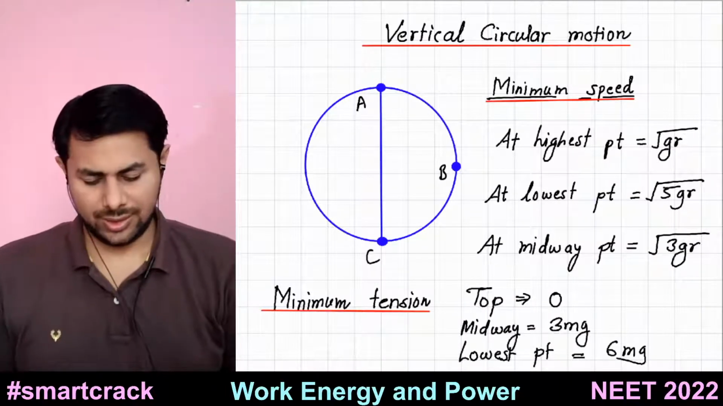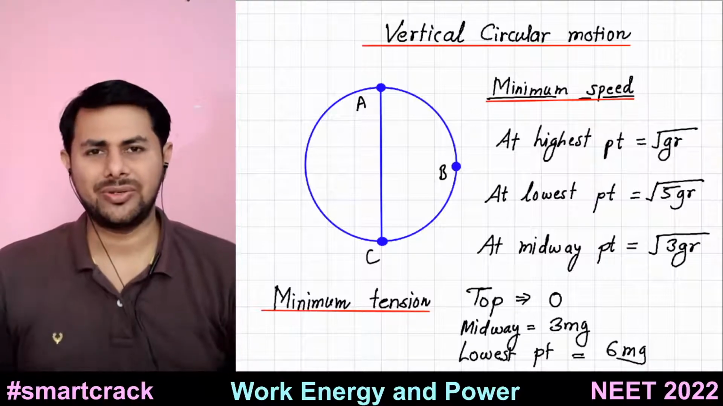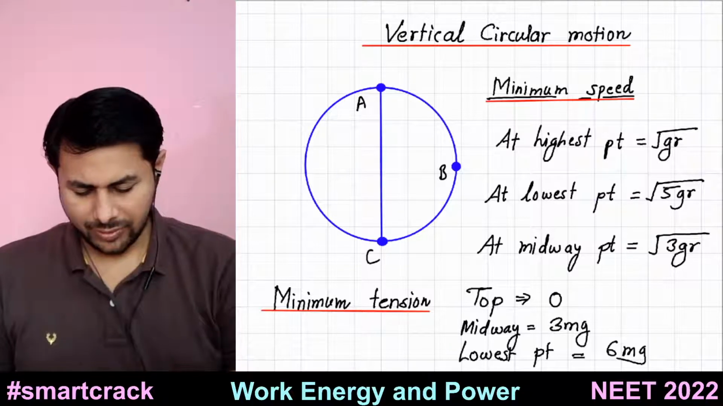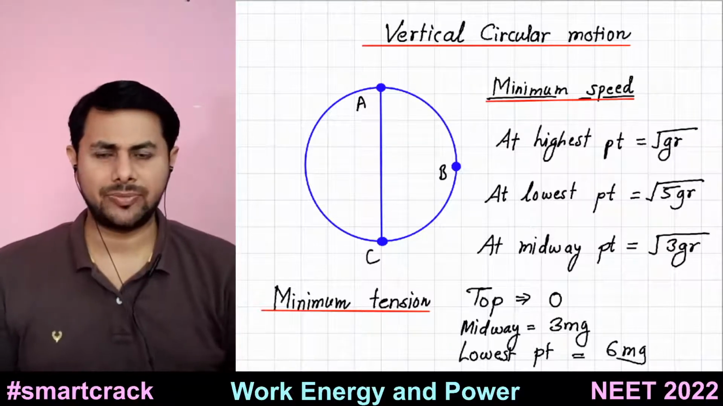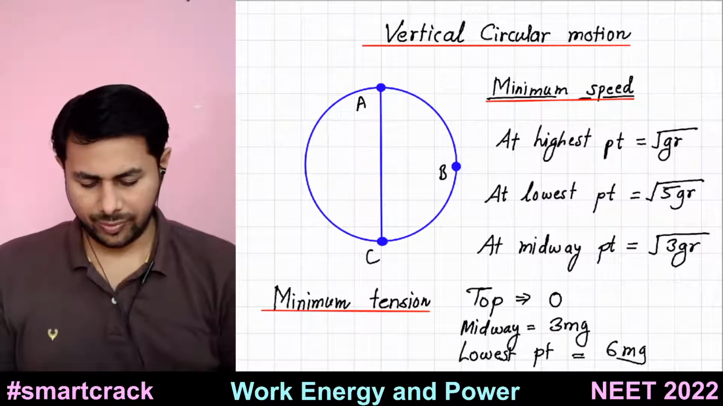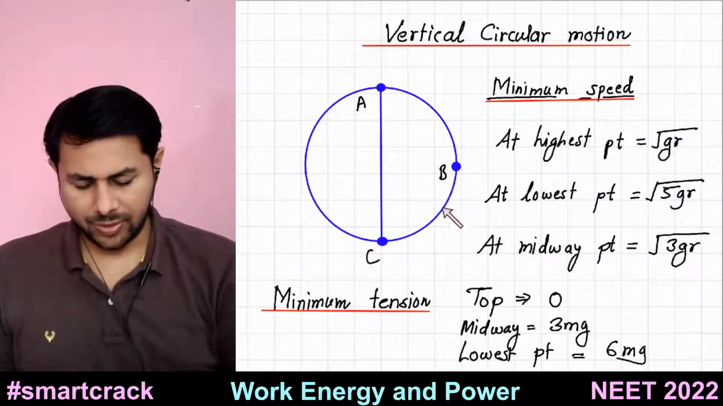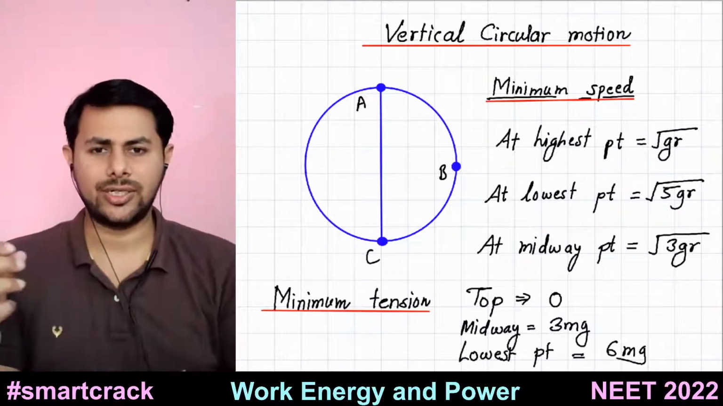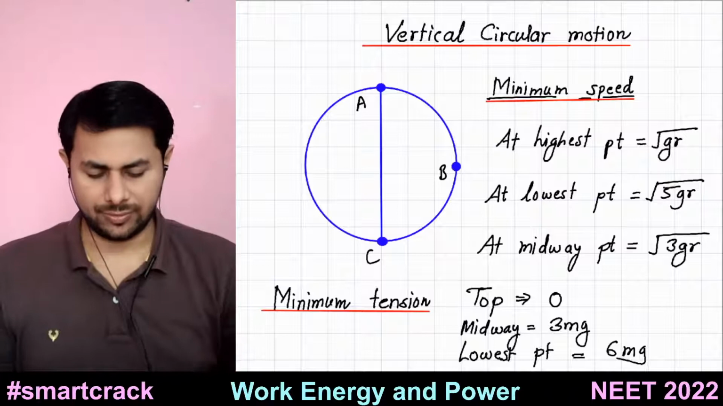After that, you apply the conservation of energy to vertical circular motion. And what is vertical circular motion? It's motion of an object along a vertical circular path. Okay, so this is your object which is performing vertical circular motion. It can be a stone or a ball tied to a string and whirled in a vertical circle.